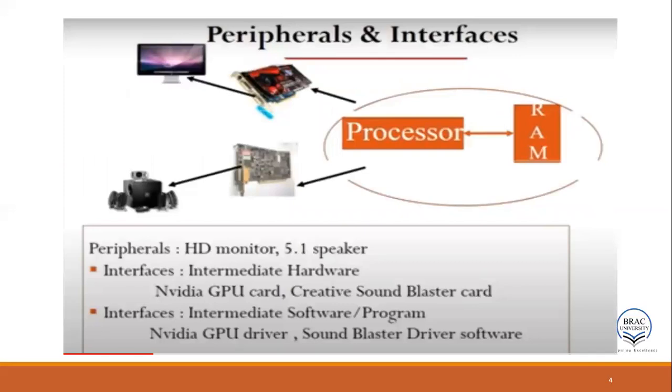This is a figure of peripherals and interfaces. Here, the processor and RAM are the core components of the computer. But the monitor, webcam, speaker, GPU card, sound blaster card, etc. are not essential parts. They expand the CPU's working capability and its interaction capability with the user.